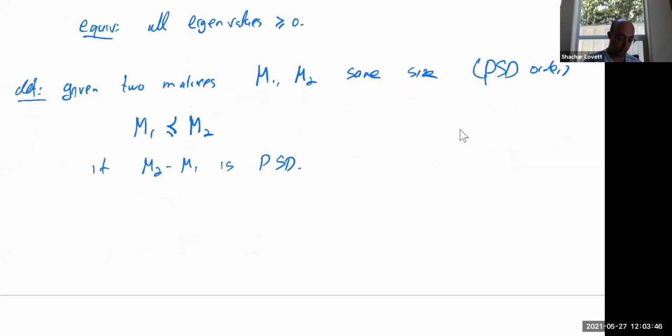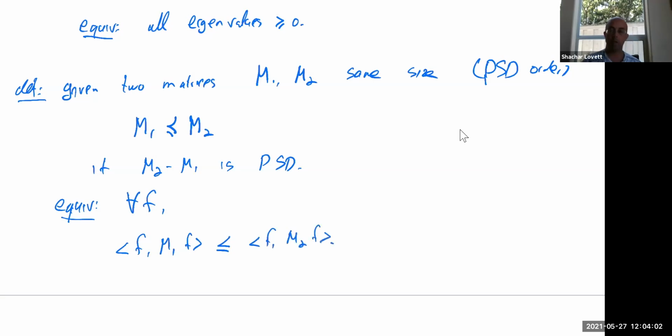And again, this is equivalently by definition, equivalently for any vector F, if I look at F M1 F is smaller than F M2 F. Okay. So we need these two definitions of what is a PSD matrix. The matrix has all non-negative eigenvalues, and one matrix is smaller than the other one in this PSD order if the difference is a PSD matrix. Okay, so we need these two definitions.